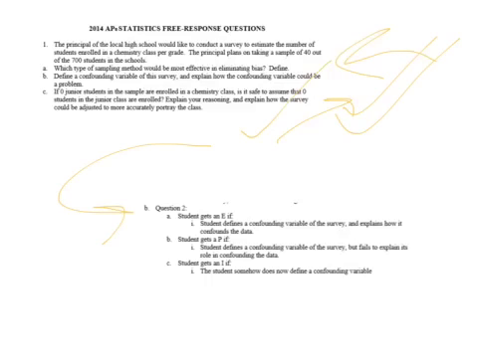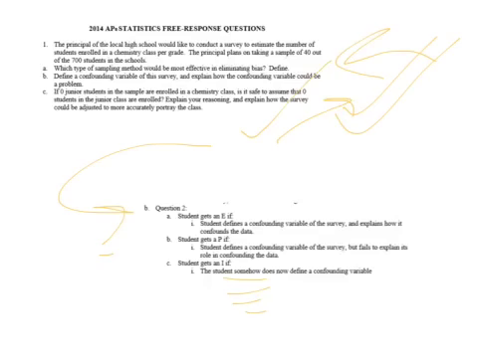Student gets a P if the student defines a confounding variable of the survey but fails to explain its role in confounding the data. So if I chose one and then just didn't explain it. The student gets an I if the student somehow does not define a confounding variable. I say somehow because really, this is a gimme question, and if they don't at least get a P, that's a little upsetting on my part. But you know what? You gotta start somewhere.